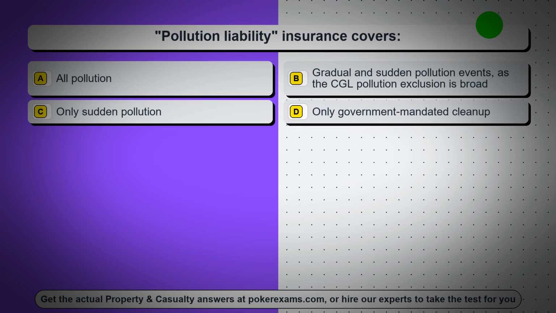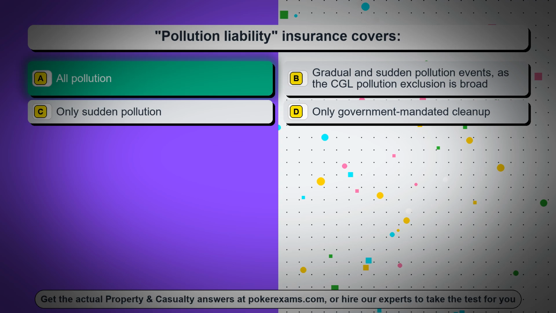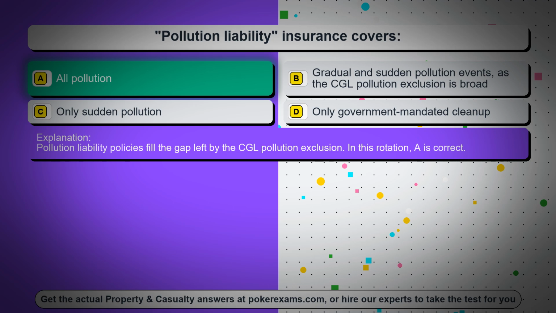Question 33. Pollution liability insurance covers: Option A, all pollution. Option B, gradual and sudden pollution events, as the CGL pollution exclusion is broad. Option C, only sudden pollution. Option D, only government-mandated cleanup. The correct answer is option A, all pollution. Pollution liability policies fill the gap left by the CGL pollution exclusion. In this rotation, A is correct.